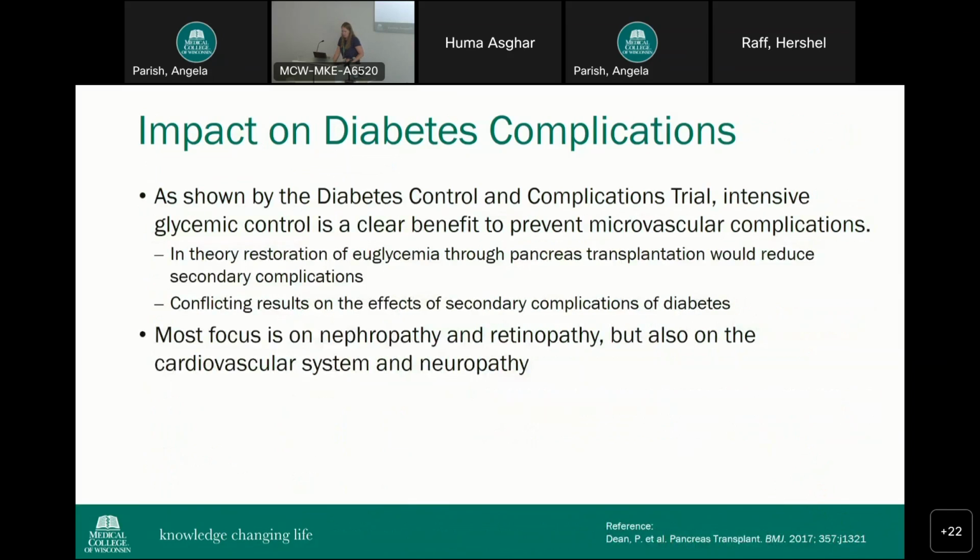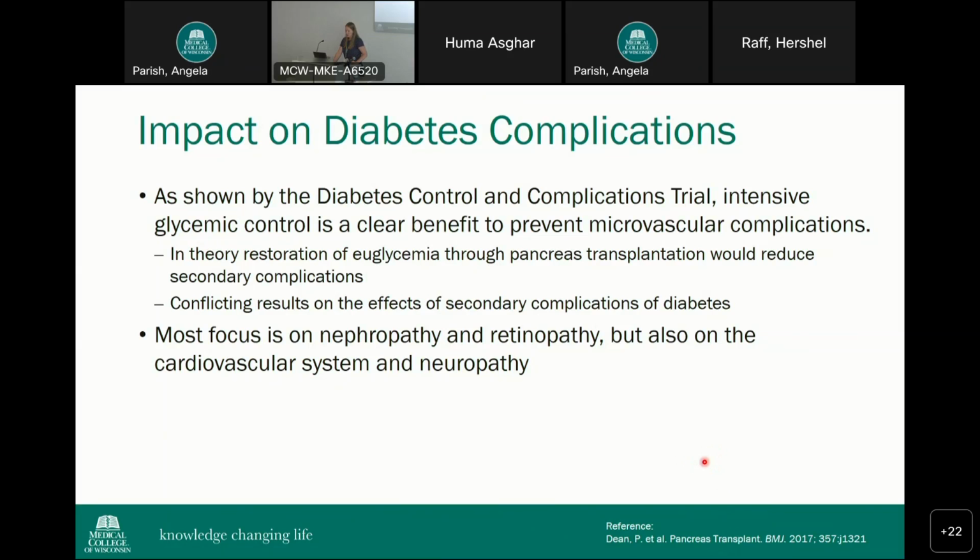So the big thing we always ask ourselves, like, is the transplant worth it? Is it better to keep our patients on standard therapy, or is there any beneficial impact on diabetes itself? So as we know by the Diabetes Control and Complications trial, intensive glycemic control is the clear benefit to preventing microvascular complications. So in theory, restoring our euglycemia through an organ transplant should reduce these complications. And of course, there's conflicting results if this is actually true.